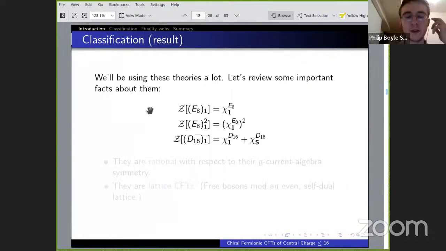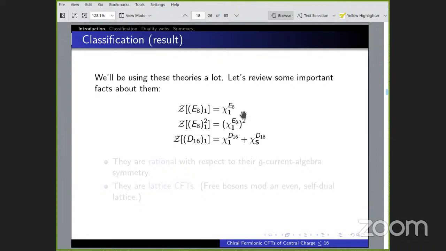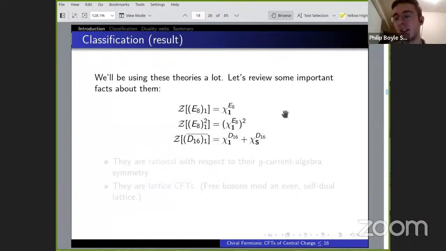Yeah, in fact, since you asked what's the explicit expression, I think chi one of E8 is something like theta 2 to the 8 plus theta 3 to the 8 plus theta 4 to the 8, over eta to the 8. It's the sum of theta to the 8 over eta to the 8, summed over theta 2, theta 3, and theta 4. Maybe divided by 2 as well.